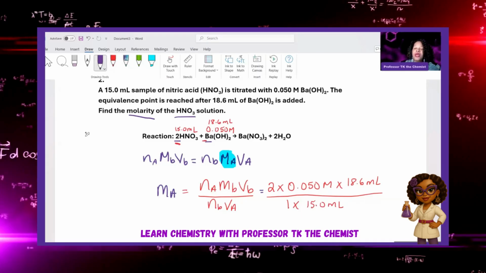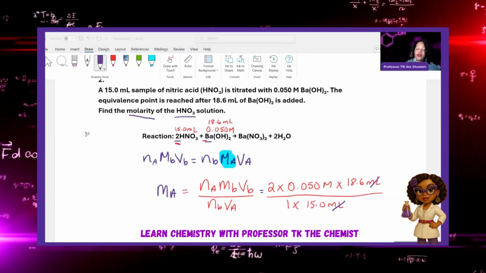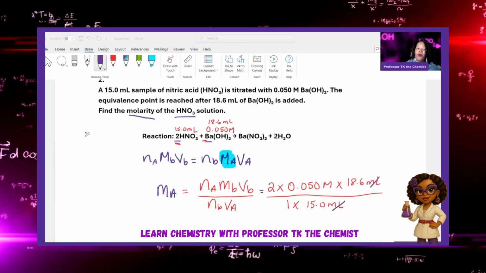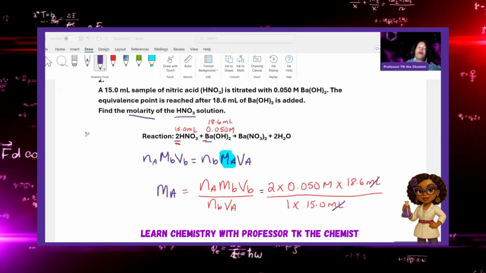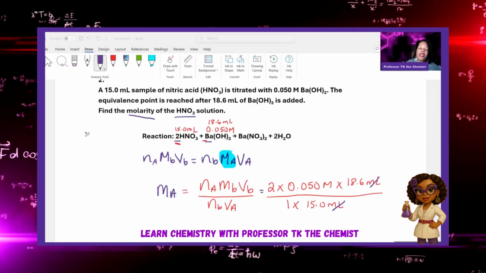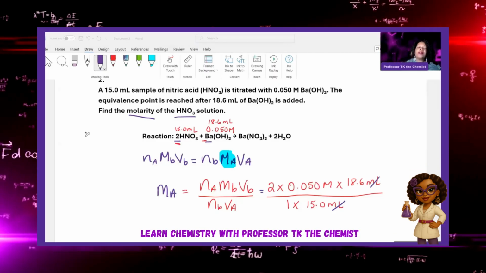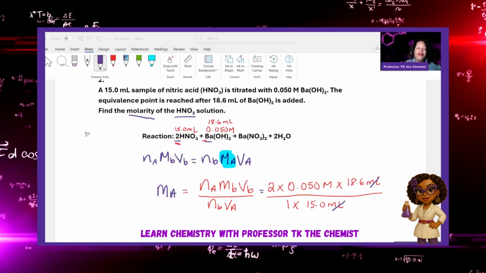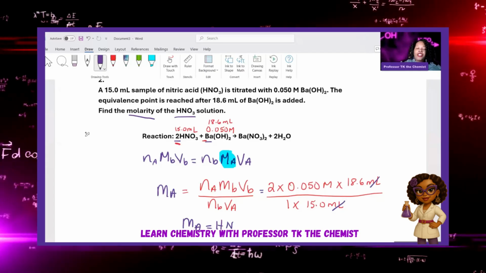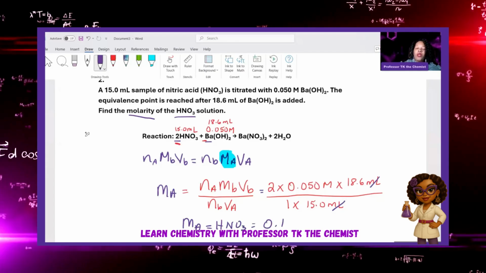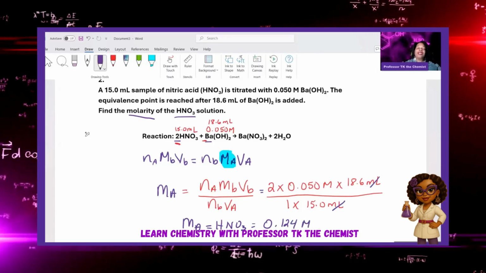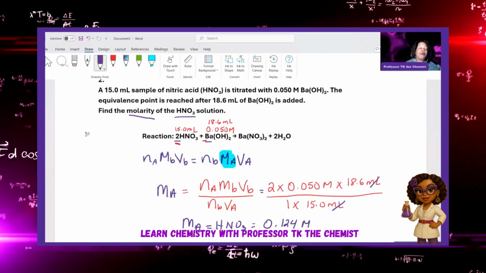Again, all you're going to do is cancel out your milliliters, and multiply everything on top. So we've got 2 times 0.050 times 18.6, divided by 1, times 15.0, and we get 0.124. So the molarity of your acid, HNO3, is 0.124 molarity for nitric acid. These problems don't have to be hard. If you just look at what you got, these will be easy as 1, 2, 3.